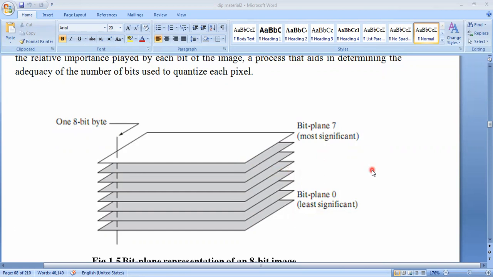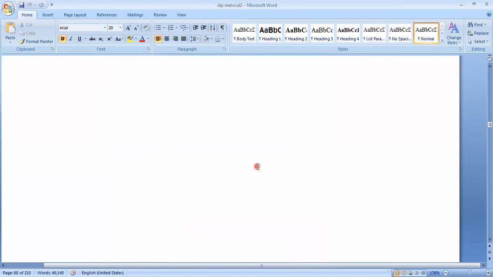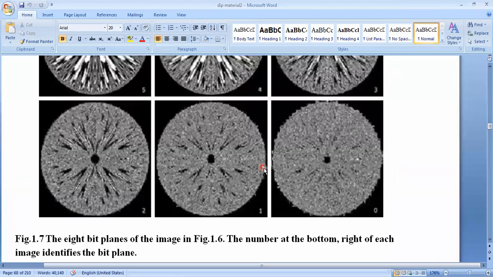Now you see one image you have. In this image, each pixel is represented with 8 bits. An 8-bit image is a gray level image, so there is black and white, and some gray color, different shades are available here. The same image is going to be represented with 8 images. So you see here the 8 images.